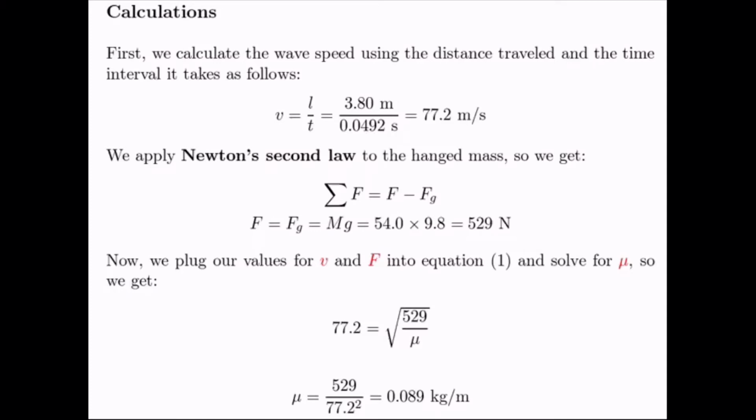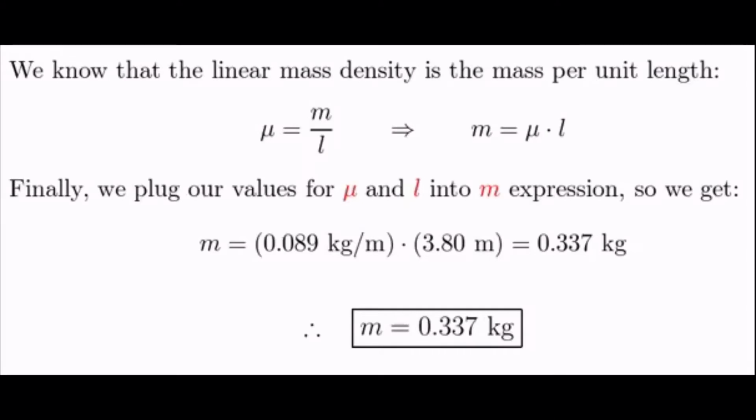Now, we would need to plug in our values for v and F into equation 1 and solve for mu, and so we would get the answer of 0.089 kilogram per meter as our mass per unit length. And now for the final step. We know that the linear mass density is the mass per unit length, which is mass over the length. By isolating m, we would get the mass of the rope. Finally, we plug our values for mu and L into the m expression.